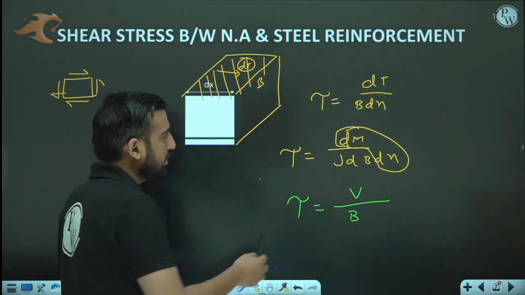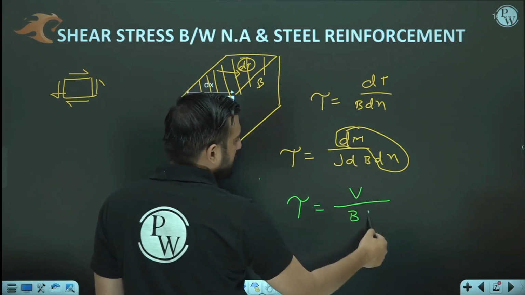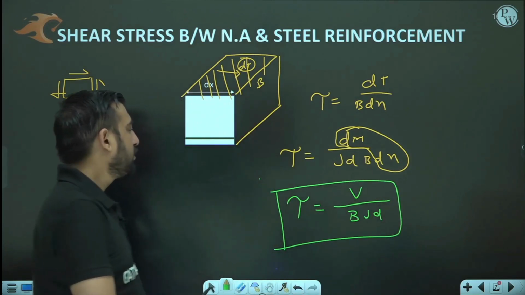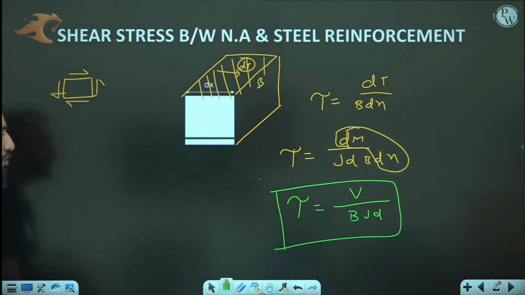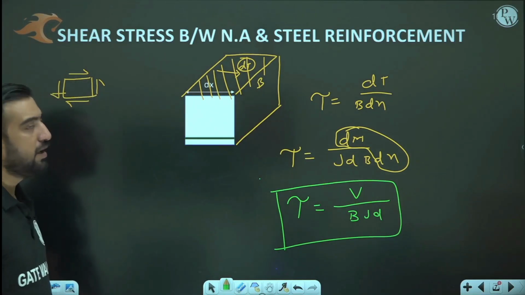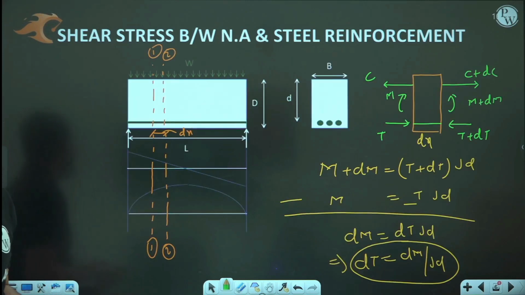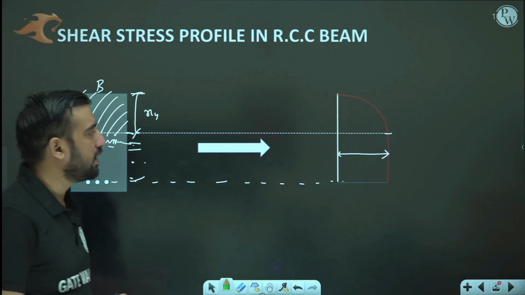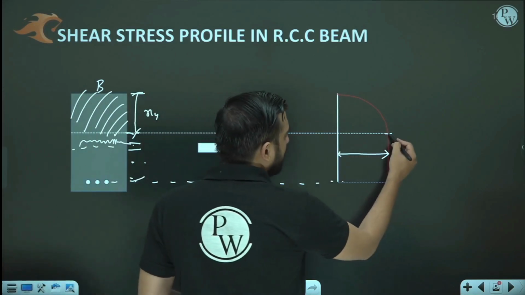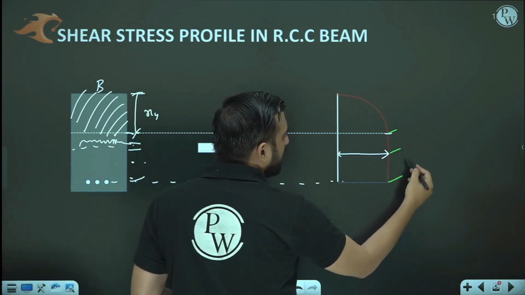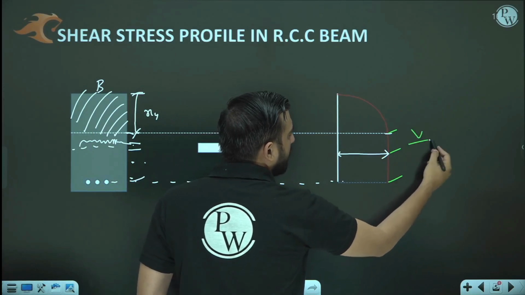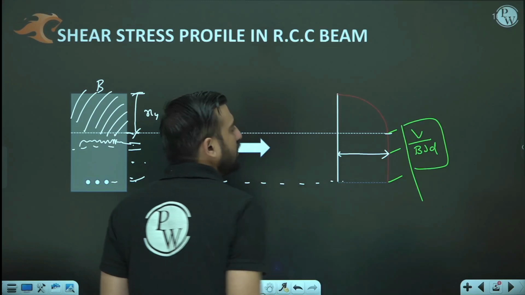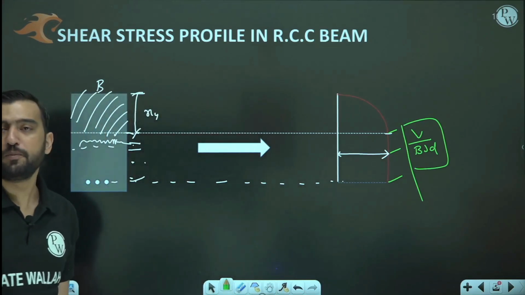So here dM over dx is V and it is bjd. So dear friends, tau is equal to V over bjd. It means if we are going to calculate the shear stress anywhere between the neutral axis and the CG of the tensile reinforcement, maybe here, here, here, it is V upon bjd. I hope you are getting it.